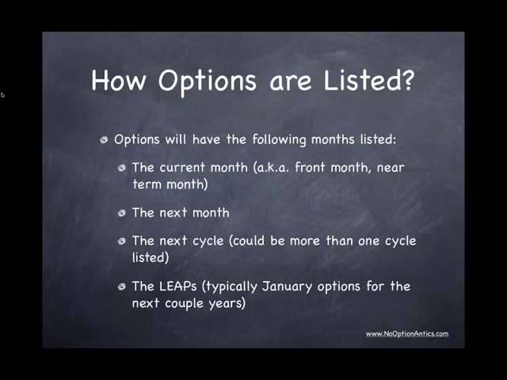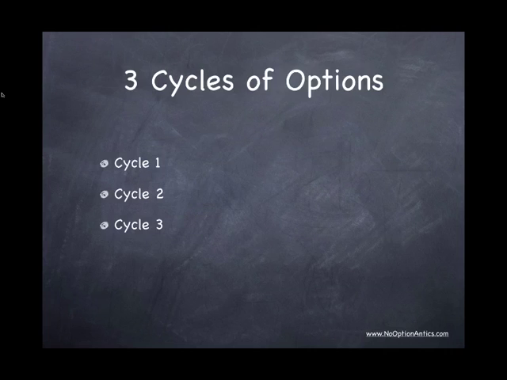Every stock that's optionable will have what are known as the current month options. They're also known as the front month or near-term month options. Then you'll have the very next month out. From that, you'll have what's called the next cycle, and we'll be discussing the cycles and how they're determined. And then you'll have the LEAPs, the long-term equity anticipation securities that are typically the January options for the next few years. So we have the current month, next cycle, possibly more than one cycle, and then the LEAPs. So let's look at the different cycles first of all.